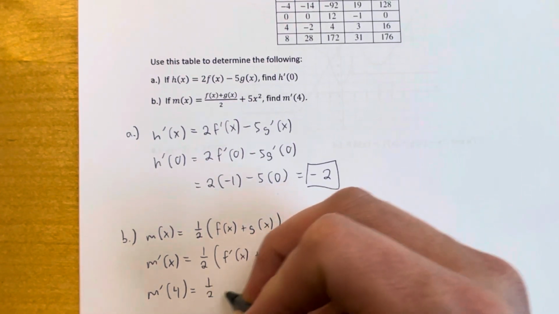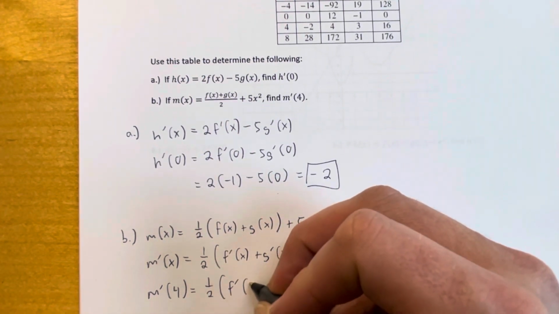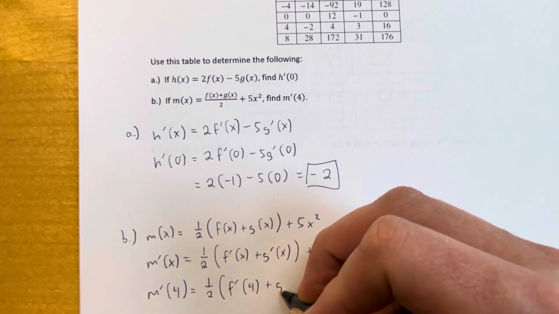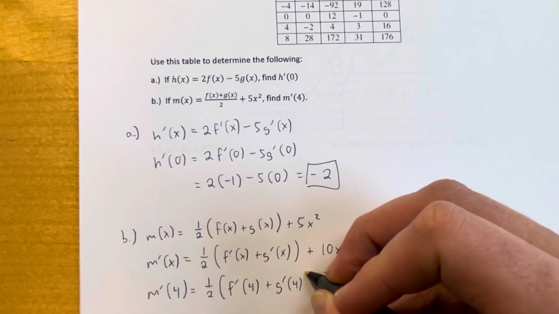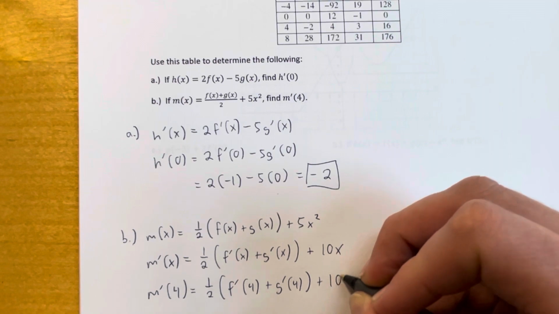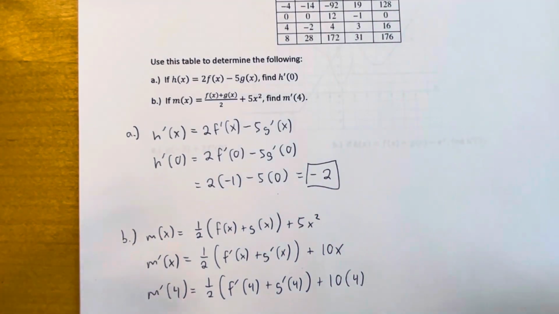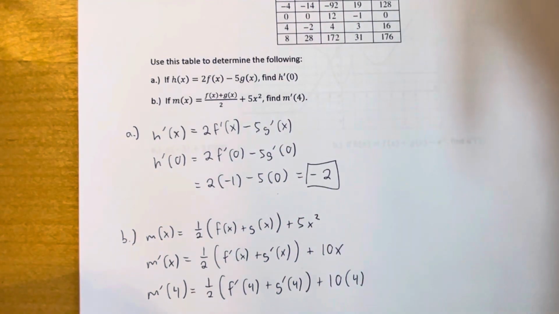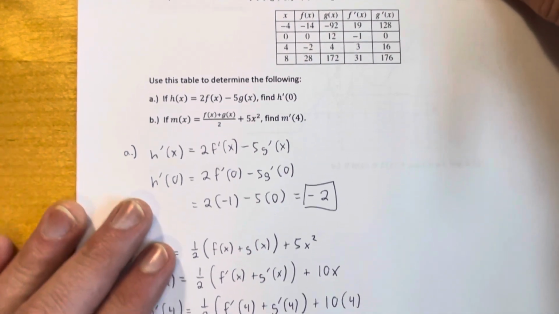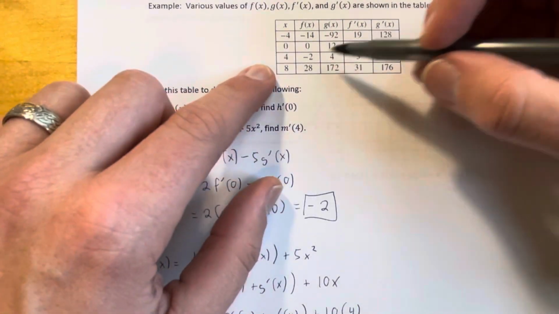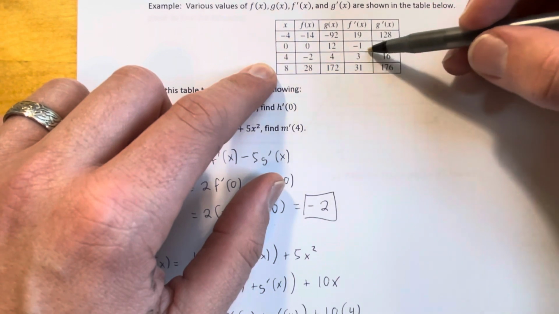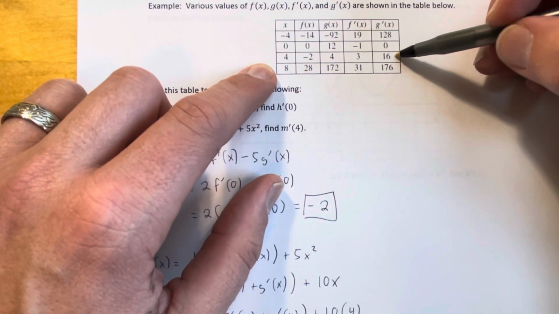That's 1/2 times f prime of 4 plus g prime of 4 plus 10 times 4, because again, we plug a 4 everywhere that we see an x. Obviously that's 40, but what about these other two values here? Well, f prime of 4 and g prime of 4 are both in our table. 4 is this third row. F prime gives me 3, g prime gives me 16.